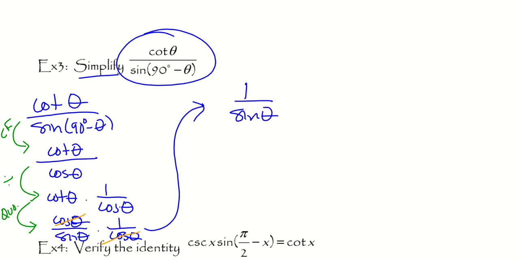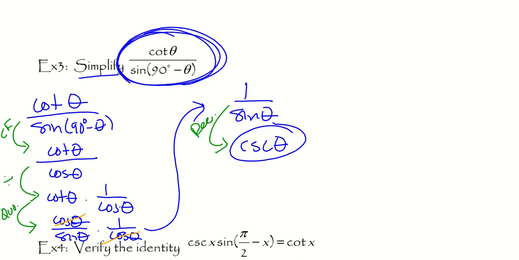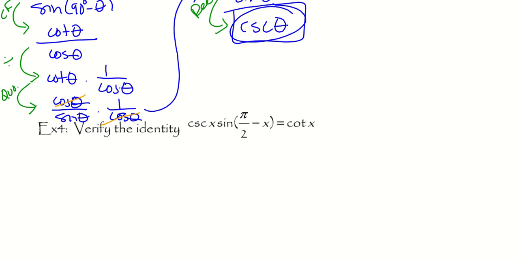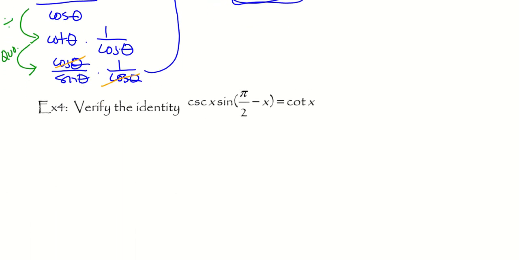And we know by our reciprocal identities that 1 over the sine of theta is the same thing as the cosecant of theta. And this expression looks a lot simpler. There's a lot less ink involved in order to write that. So we're going to call that simplified. I don't know that there's an easier way to write that expression. Okay? All right, now we're going to verify the identity.